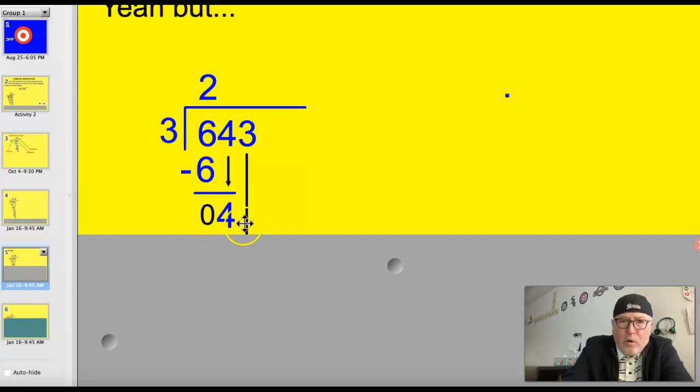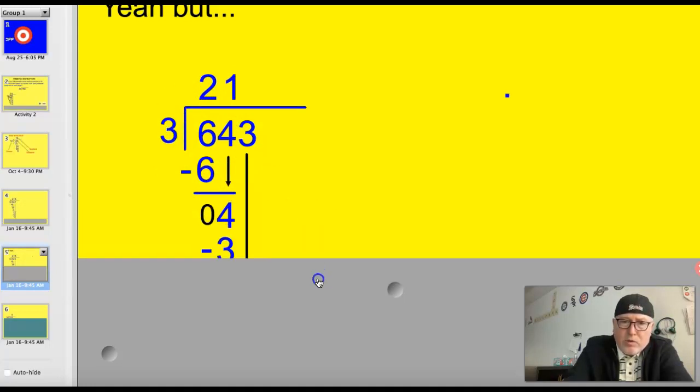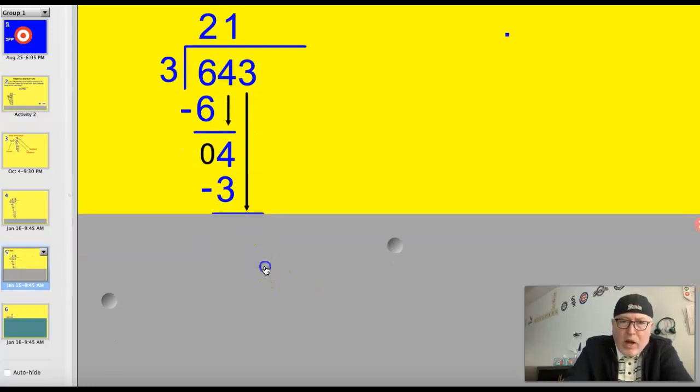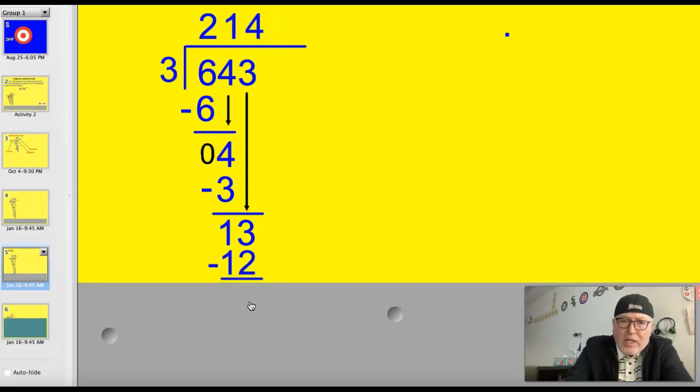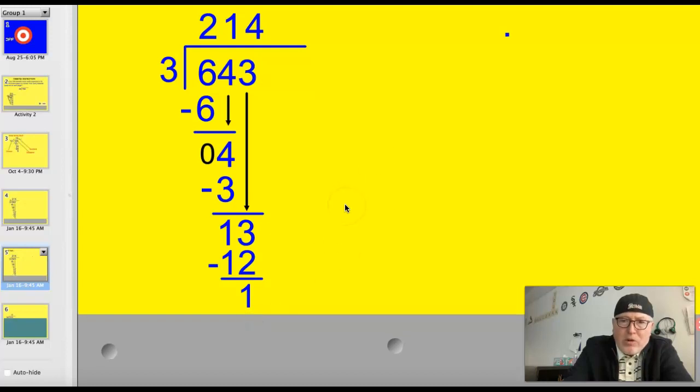Does the 3 fit into the 4? Yes, it will go in there 1 time. 1 times 3 is 3. We subtract it out. We've got 1 left over. Then we bring down the 3. Does 3 fit into 13? Well, it will go in there 4 times. 4 times 3 is 12. We subtract it out, and we have a remainder.